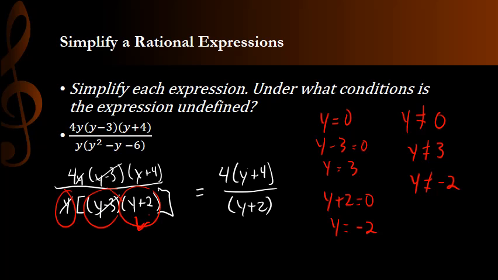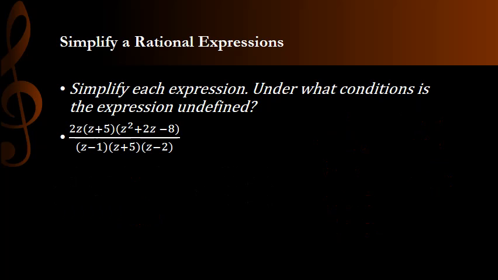All right, let's go look at another one real quick. It's of similar nature. Let's see what we're going to do with it. All right, this time we got the same instructions. This time we got 2z times z plus 5 times z squared plus 2z minus 8. And then I've got z minus 1, z plus 5, z minus 2, all in the denominator. Now, I don't have any polynomials in the denominator, but I do in the numerator.